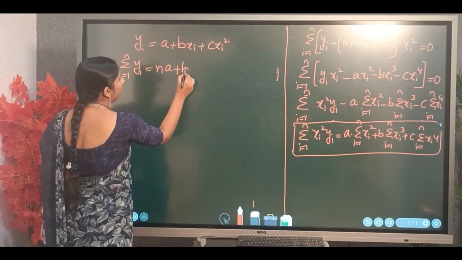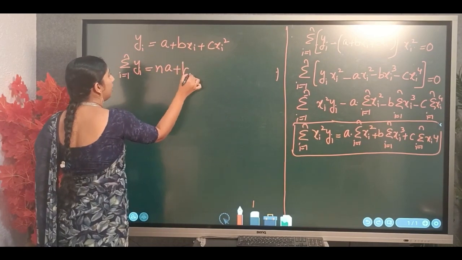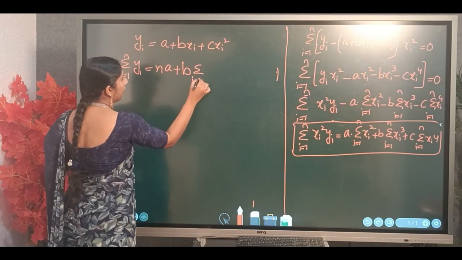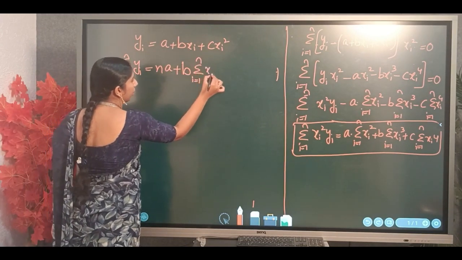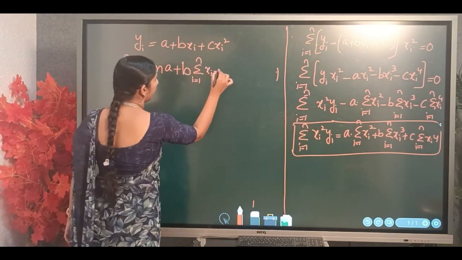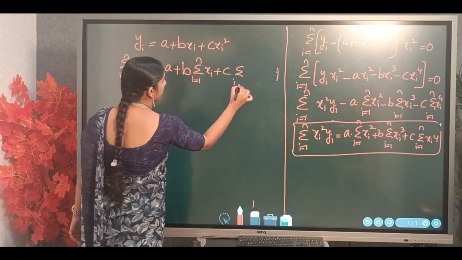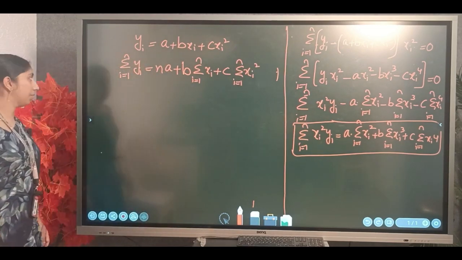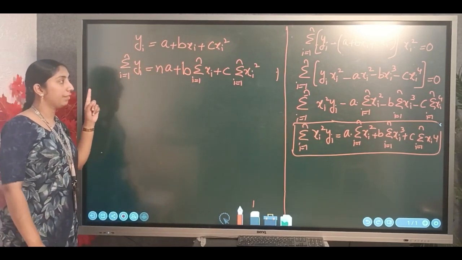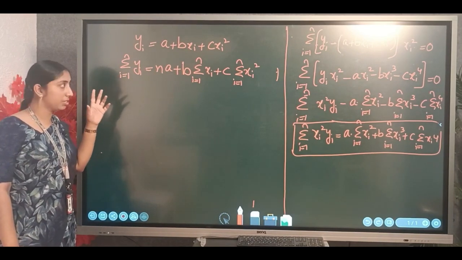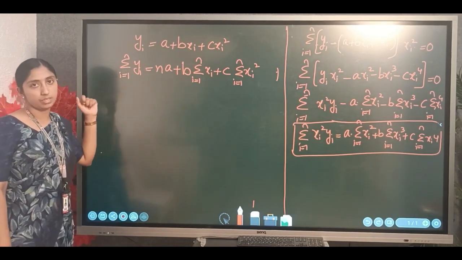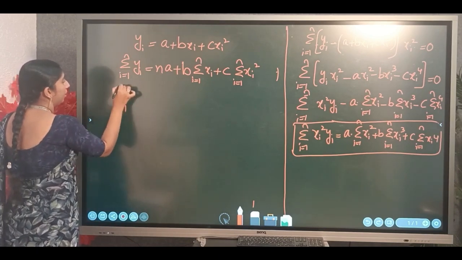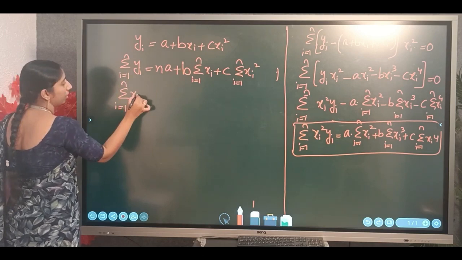Here b is a constant. Here also we apply summation i = 1 to n. Here the term is xi. In the same way, we get c into summation i = 1 to n xi². This is one of the normal equations. When do we get this? If we differentiate with respect to a, ∂S/∂a = 0, then we get this equation. And for another equation, just multiply the above equation by the term xi.